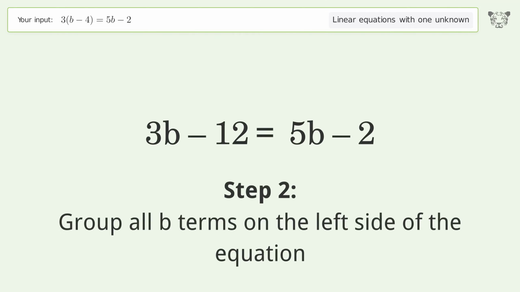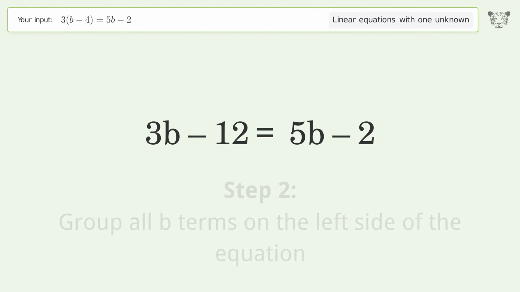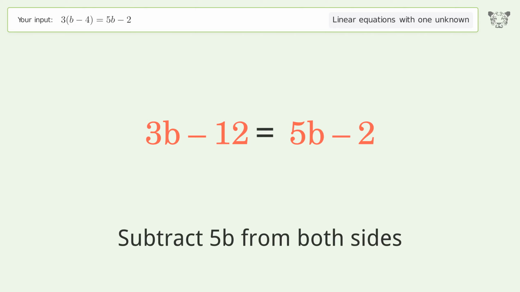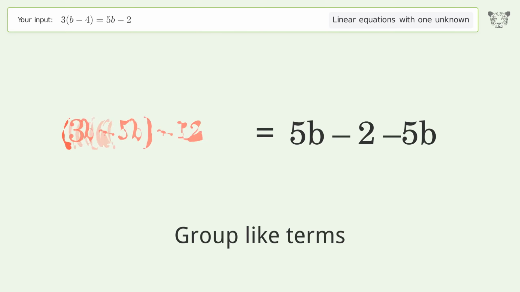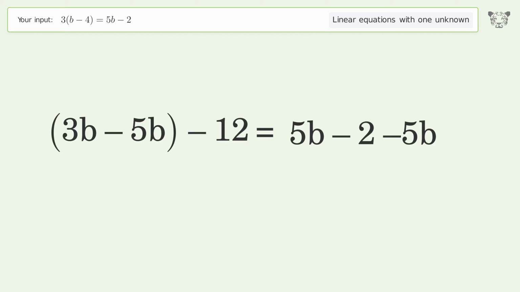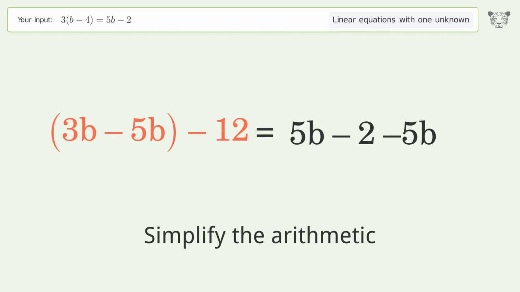Group all b terms on the left side of the equation. Subtract 5b from both sides. Group like terms. Simplify the arithmetic.